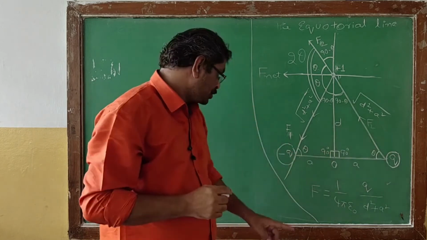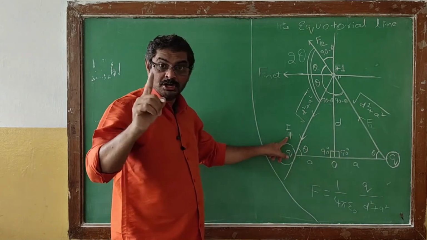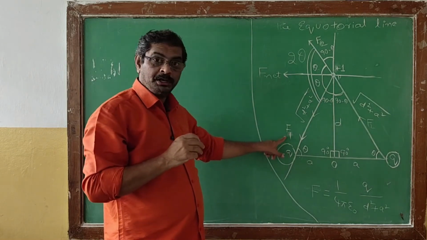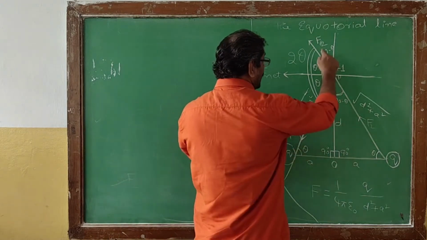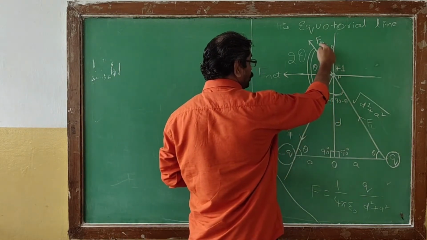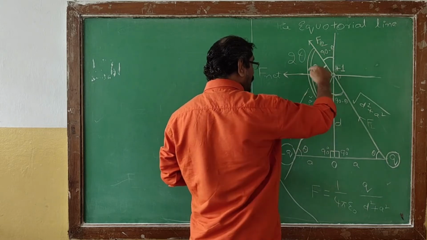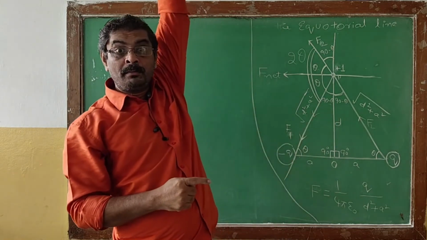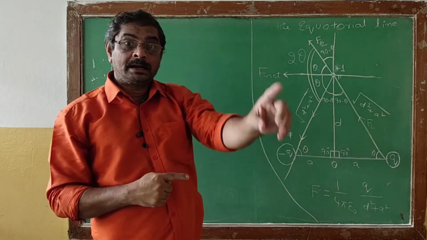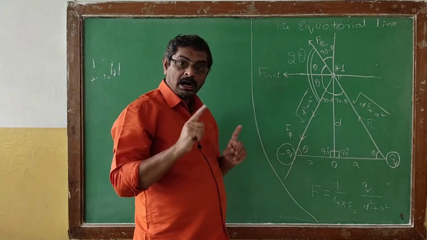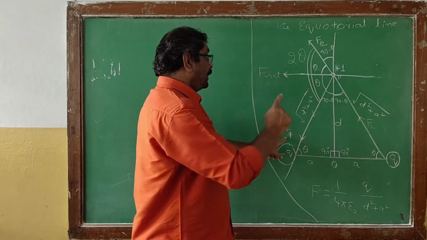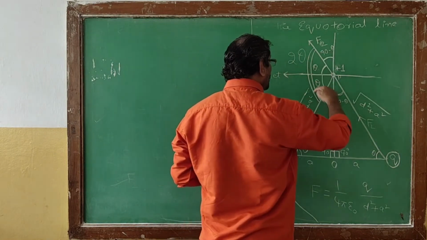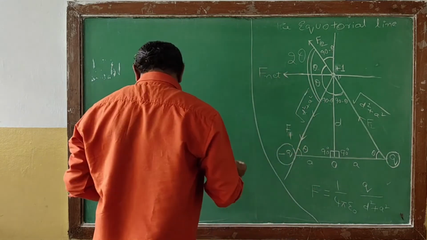So what is a? Now a will be F1. Remember, in the given diagram, A will be F1 and B will be F2, and the total angle between them will be 2 theta.